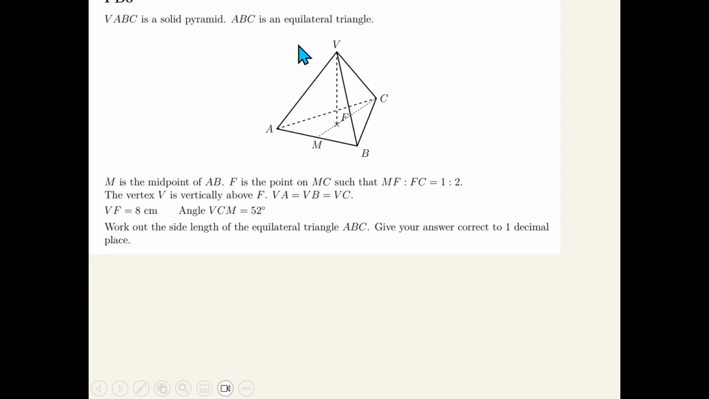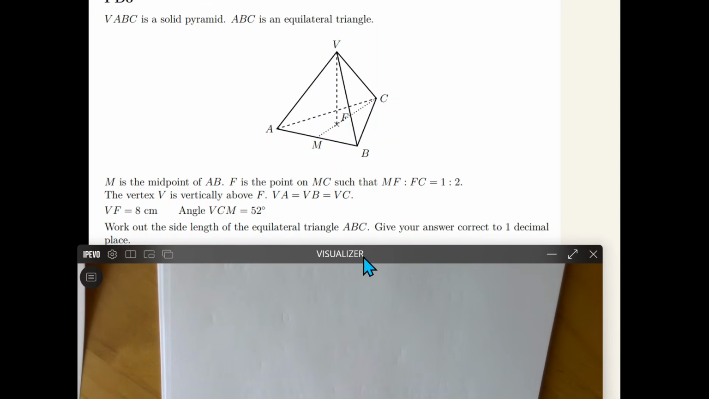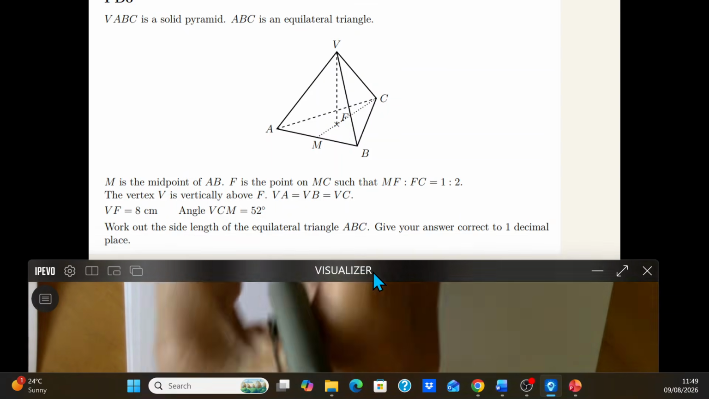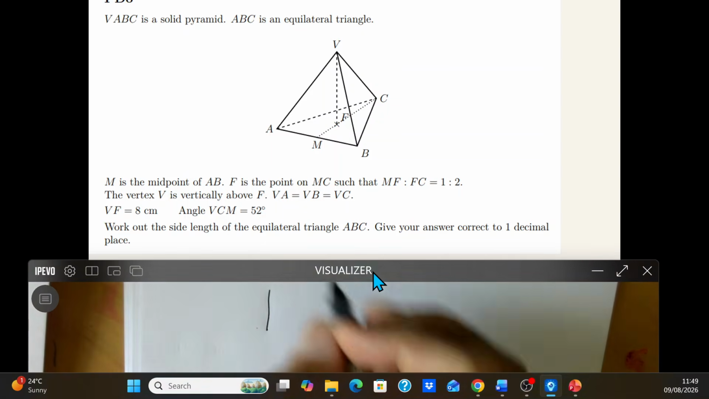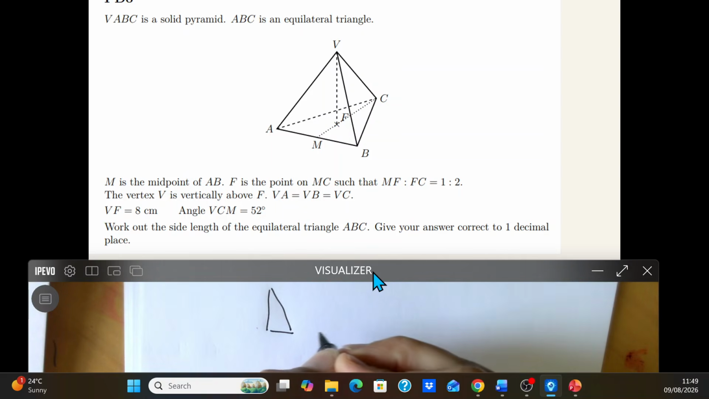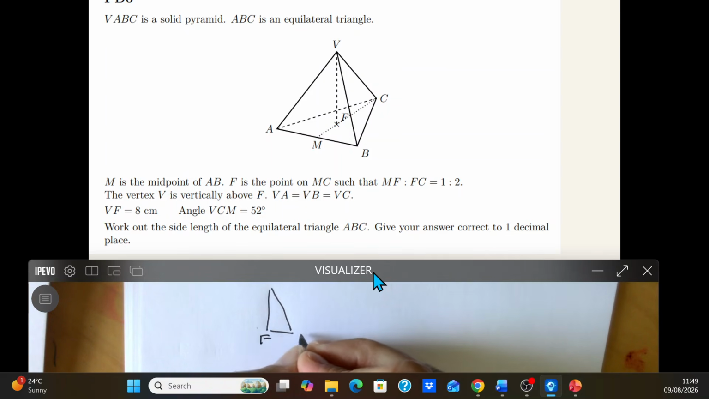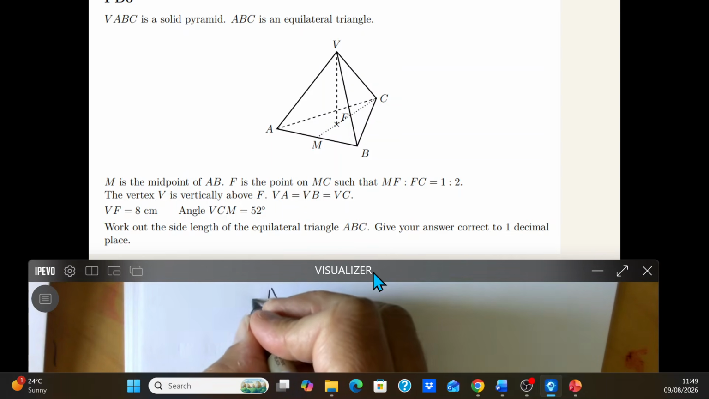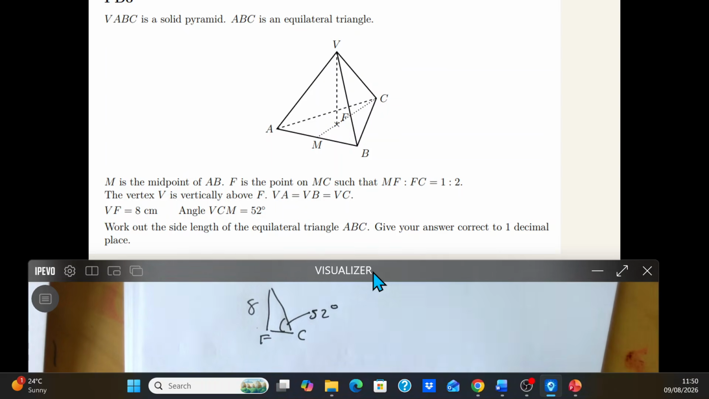Right, so here is the question. Looking at it, it's a pyramid and it's a 3D trig question. So looking at it, the first thing I know is I can work out the height, V to F, because if that is C, if I've done a little triangle in, that is 8, and that is 52 degrees.